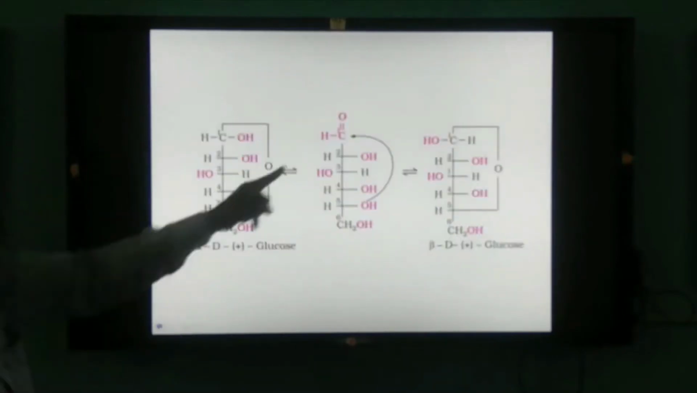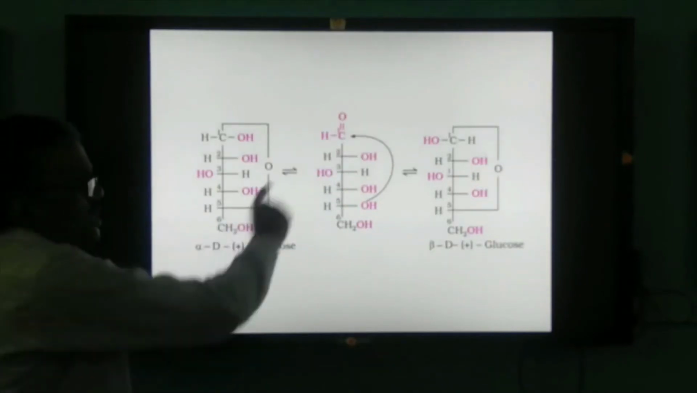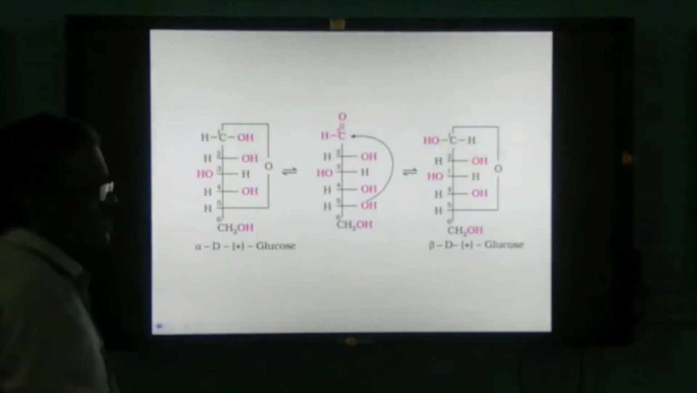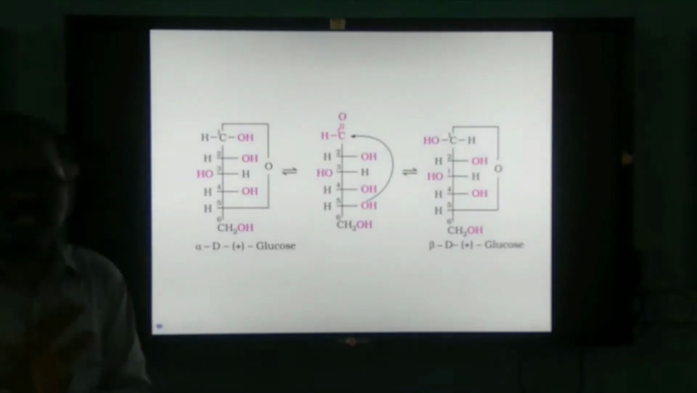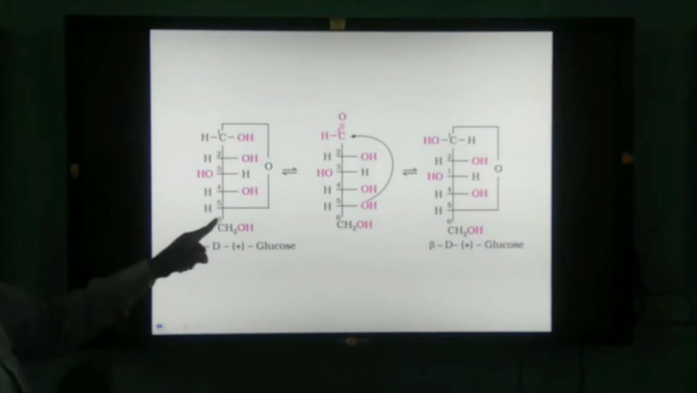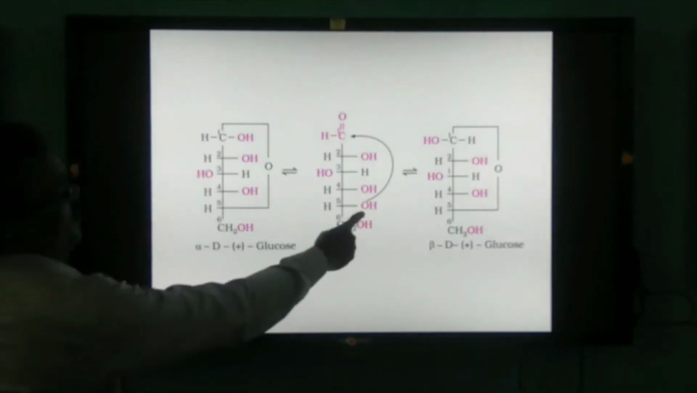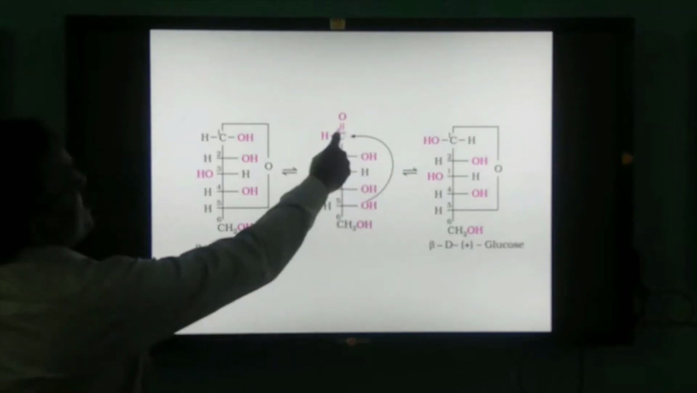Yes, with the aldehyde group. When the OH group combines with the C double bond O, two structures result. It results in two different structures. So you see this one. What will happen here? Where will the H go? H will go to the C=O.